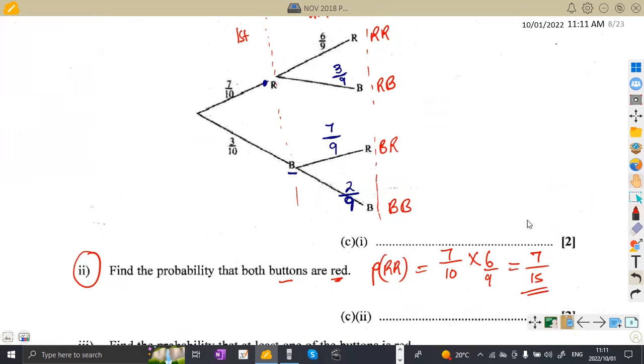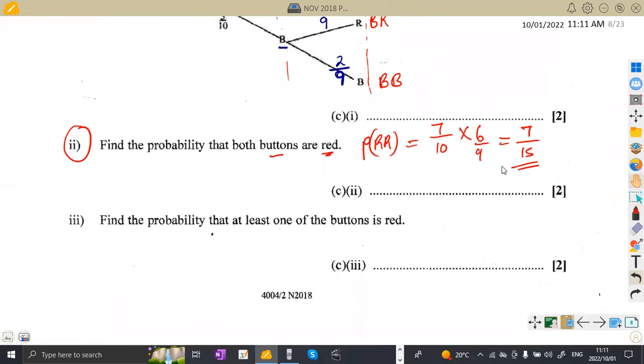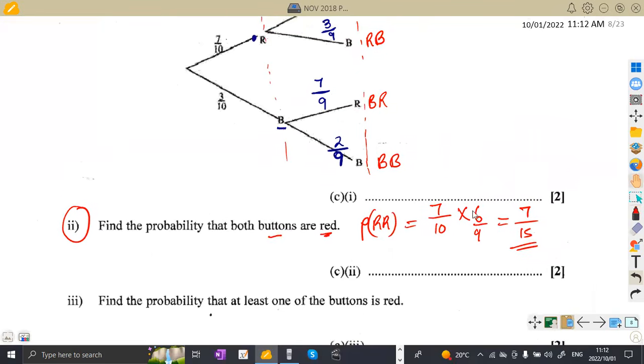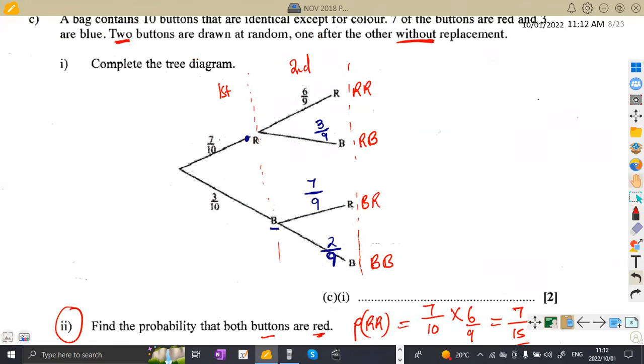All right, the other part we are given: find the probability that at least one of the patterns is red. At least one is red. So we need where there is a red, whenever we see a red. At least a red means we just need where there is red. We are talking about red-red, red-blue, blue-red. These were the outcomes that we're going to take.